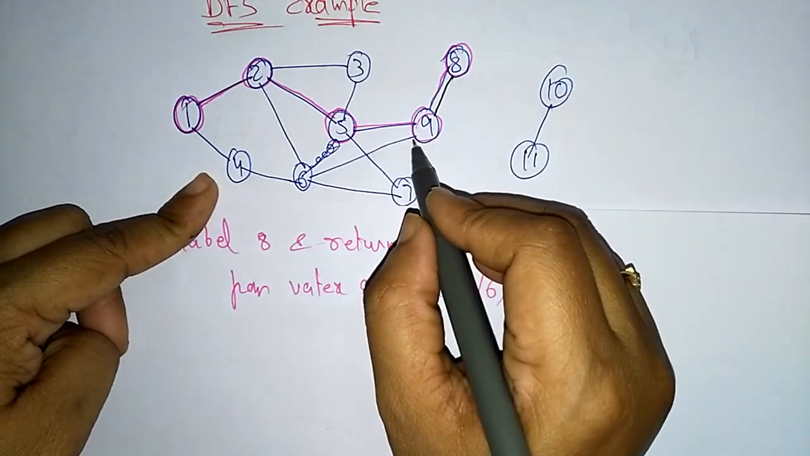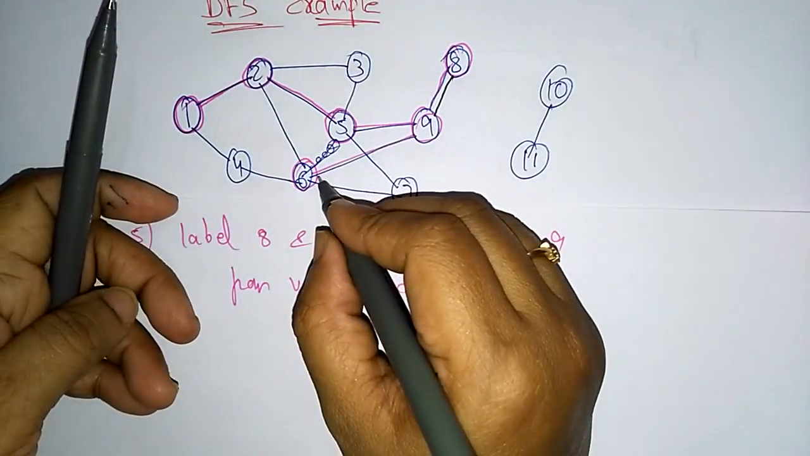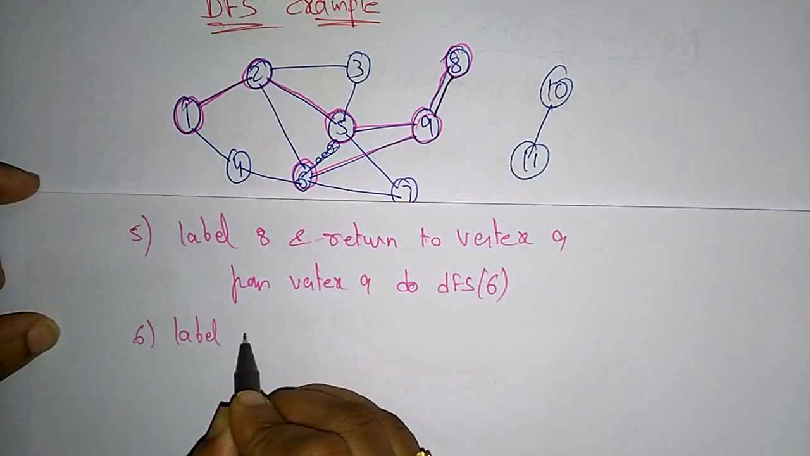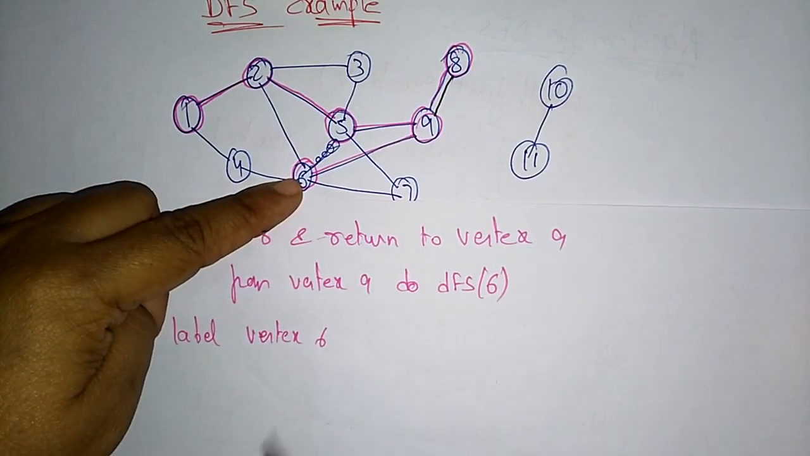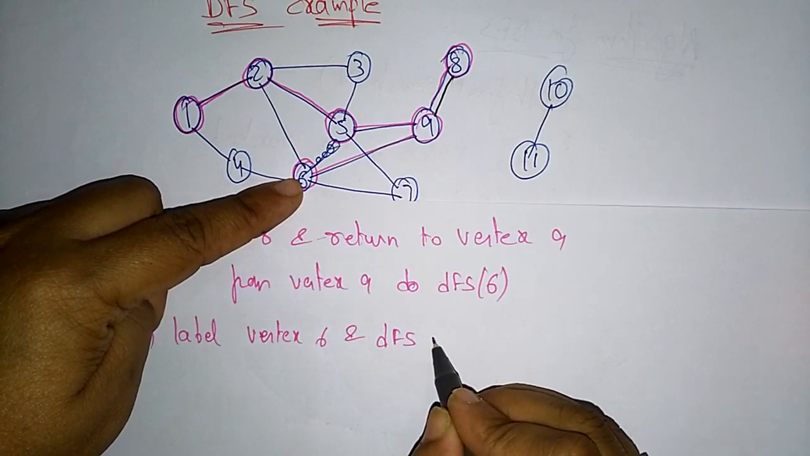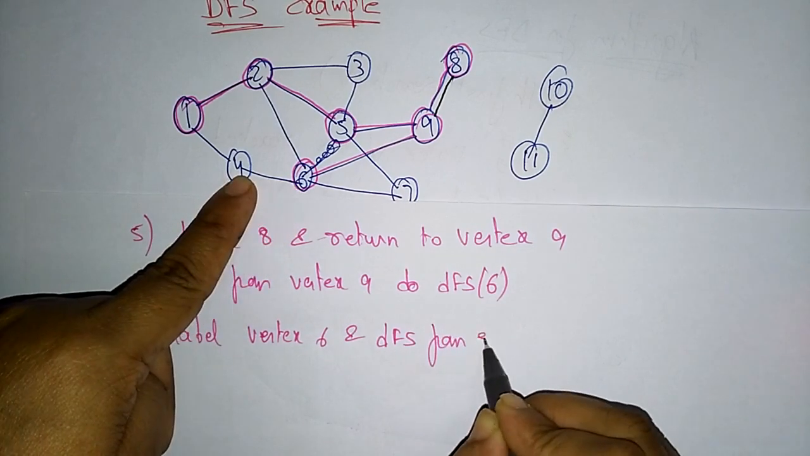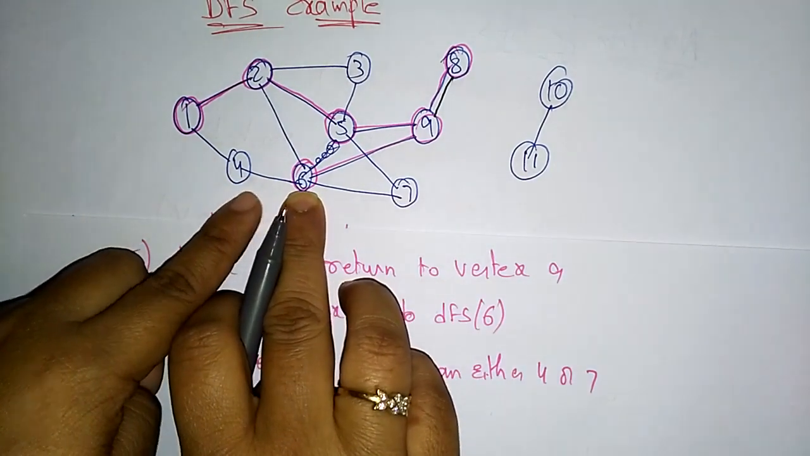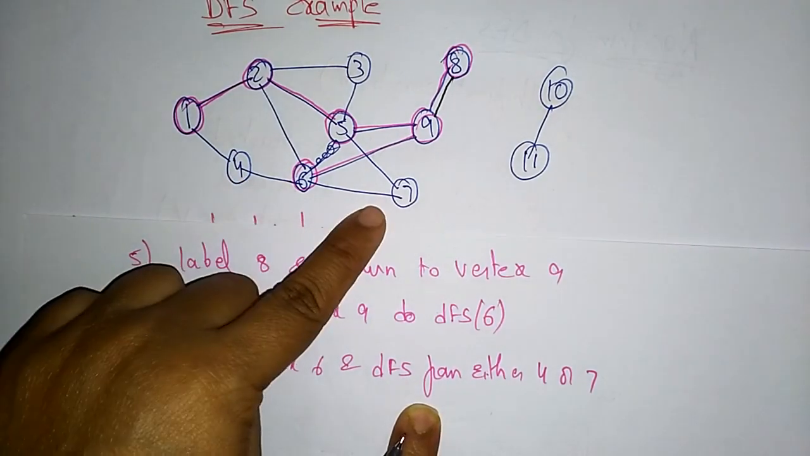So I have to do depth first search on 6. Now coming to 6, label vertex 6, and do depth first search from 6. What are the adjacent vertices? Because 4 is not visited, from either 4 or 7. From 6, 4 or 7 are not visited. So you have to do depth first search on 4 or 7.